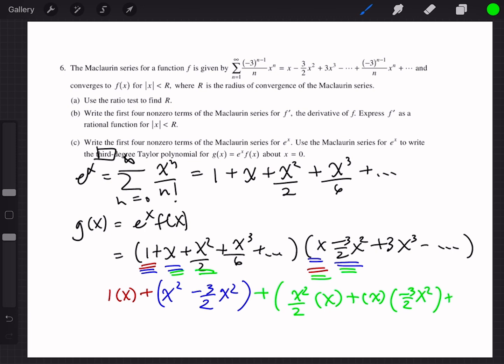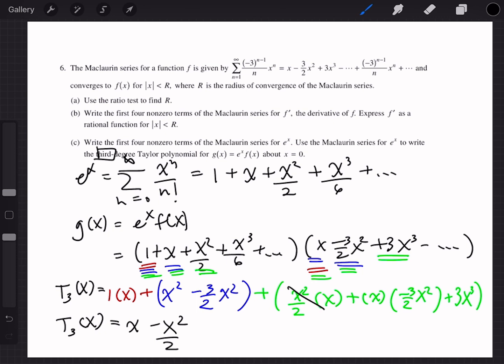Thus, T3 of x is x plus x squared minus 3/2 x squared, or negative 1/2 x squared, plus 1/2 x cubed minus 3/2 x cubed plus 3x cubed, or 2x cubed. What's important here is to keep track of what you're multiplying to make sure you don't miss anything or multiply the same things twice.